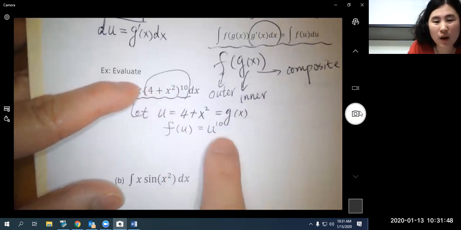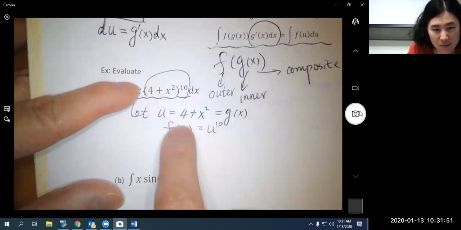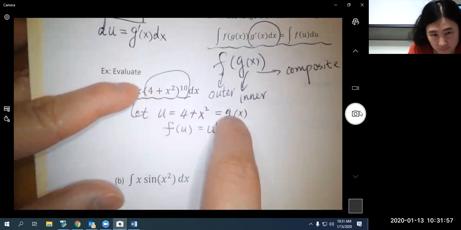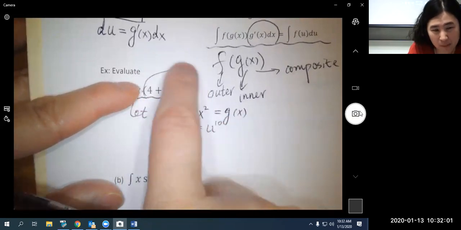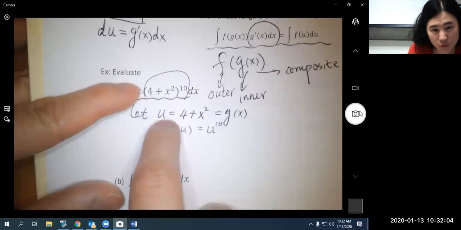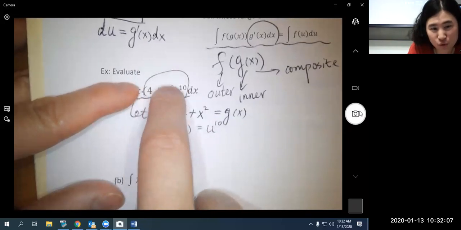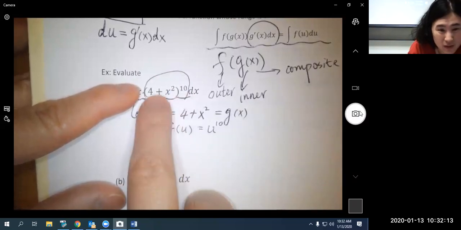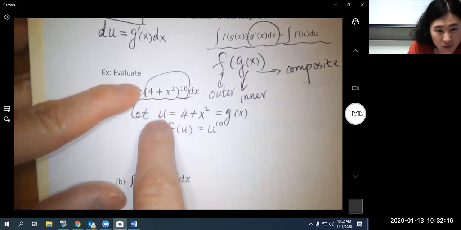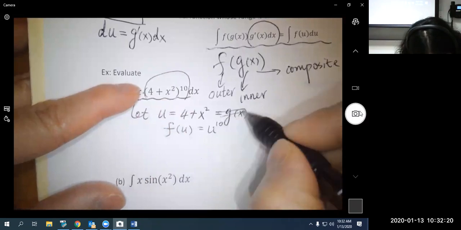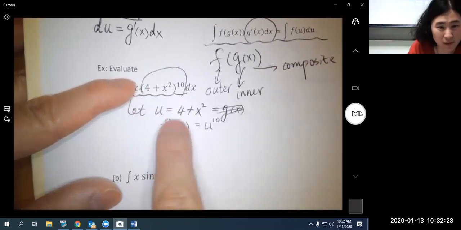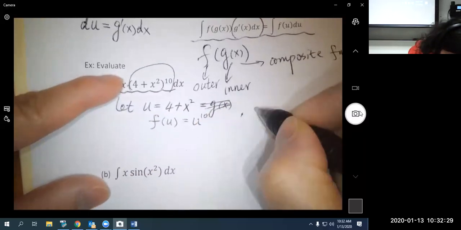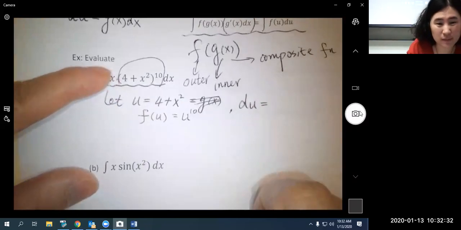Guys, do you see that? I'm just writing this, but you don't have to write this next time, okay? Just make sure, if we let u equal 4 plus x squared, this is the inner function. Then the entire composite function becomes, because 4 plus x squared equals u, u to the 10th power, right? Once we let u equal 4 plus x squared, I'm going to get rid of this because it makes you guys feel confused sometimes. Well, you can keep the equals g of x, that is correct. So if we let u equal 4 plus x squared, let's compute the derivative. du will equal what?